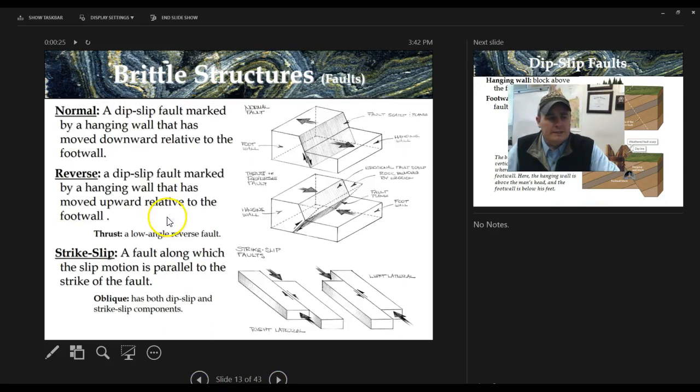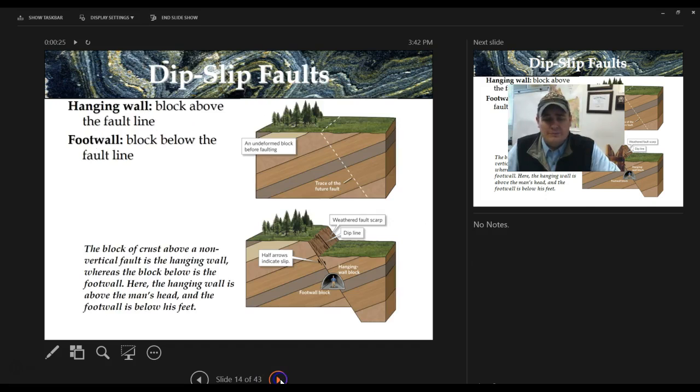Now there is a difference between what we call a reverse and a thrust fault. This is something that's talked about in your text. I don't talk about it a lot in class. I just know that reverse and thrust are pretty much the same type of fault, except thrust is a low angle one and the reverse is a higher angle one. That's the only difference. And so I use reverse and thrust pretty interchangeably for our class. Now, if I was doing this in a more advanced class, I would distinguish between the two. But for our purposes, they're pretty much identical.